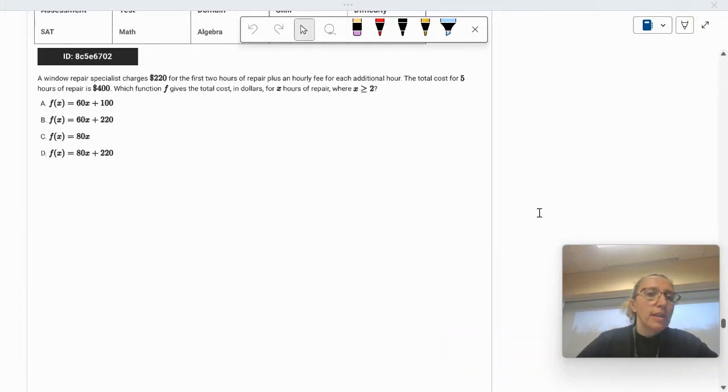Next question is the window repair specialist charges $220 for the first 2 hours. That's an important piece of information here. So it's not per hour, but he starts with the first 2 hours for 220, and then for each additional hour, he charges an hourly fee, right? Okay. The total cost of 5 hours is $400.